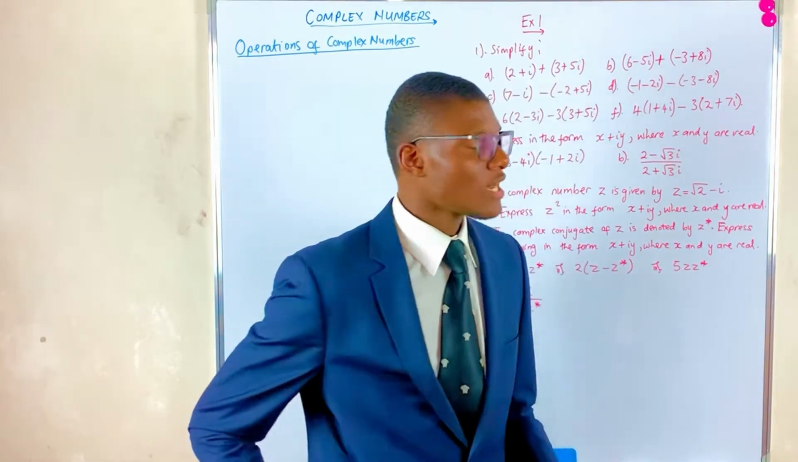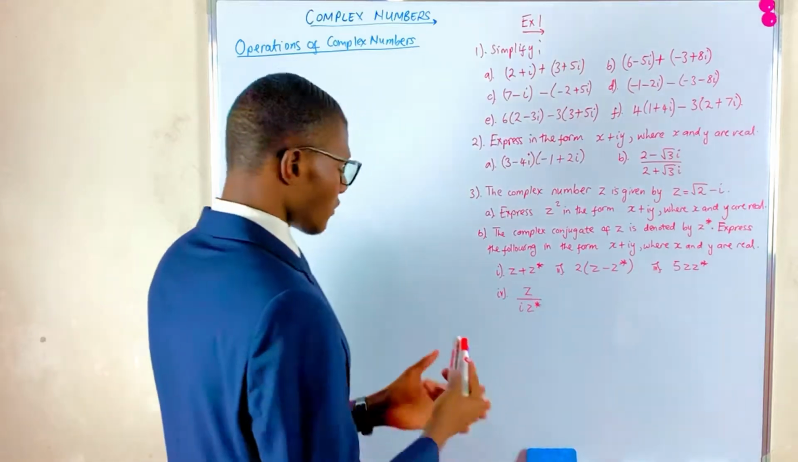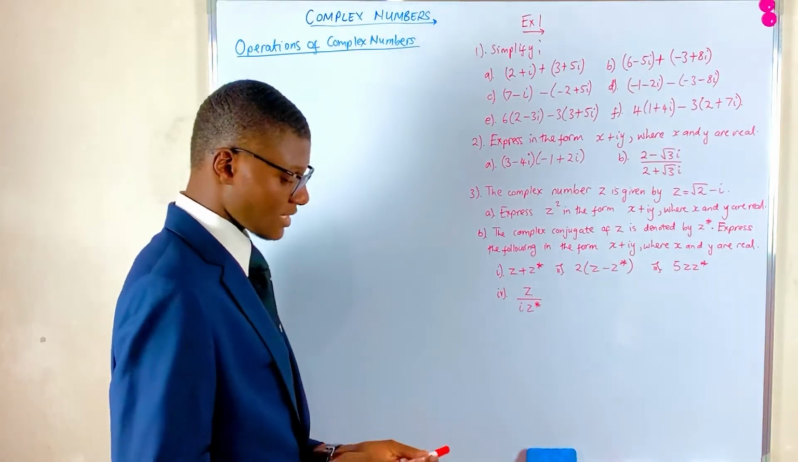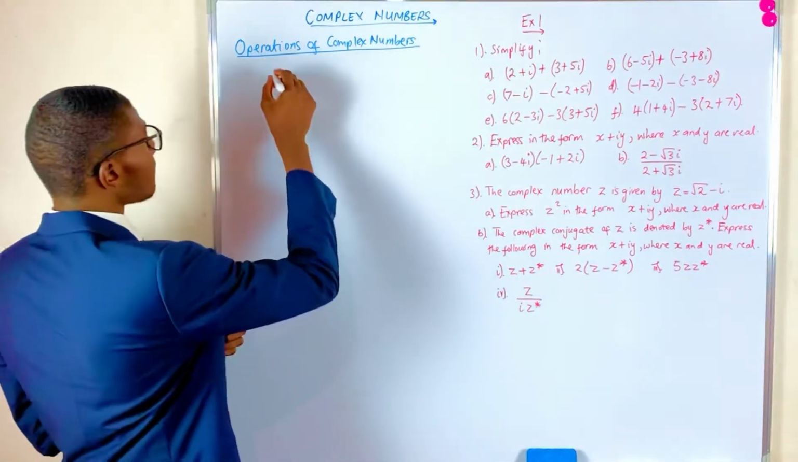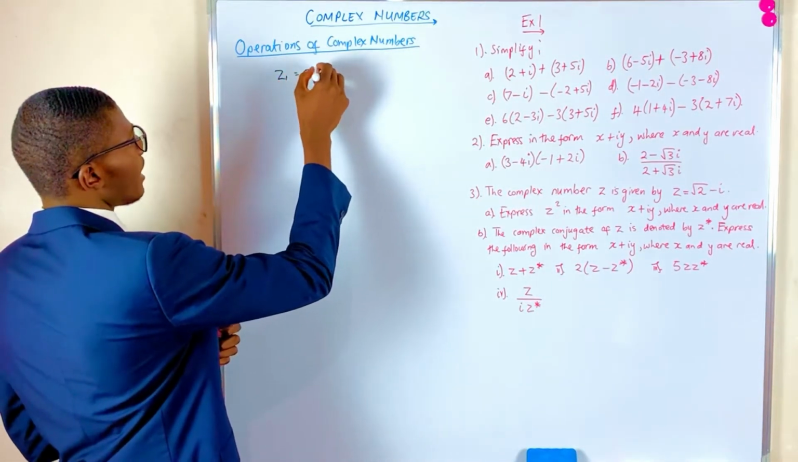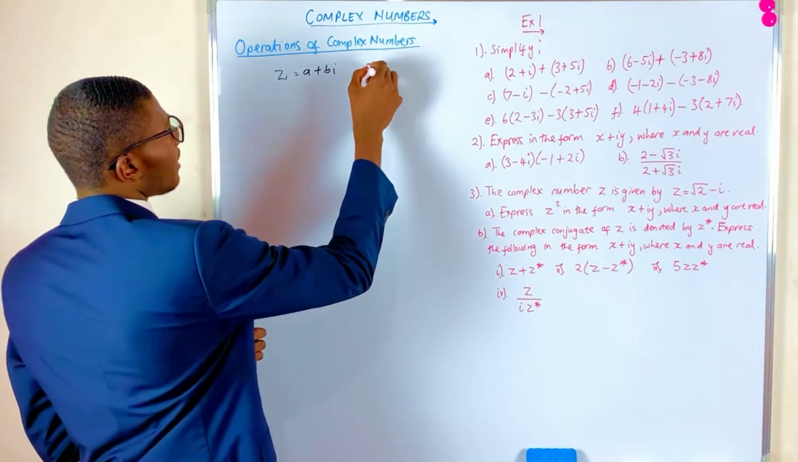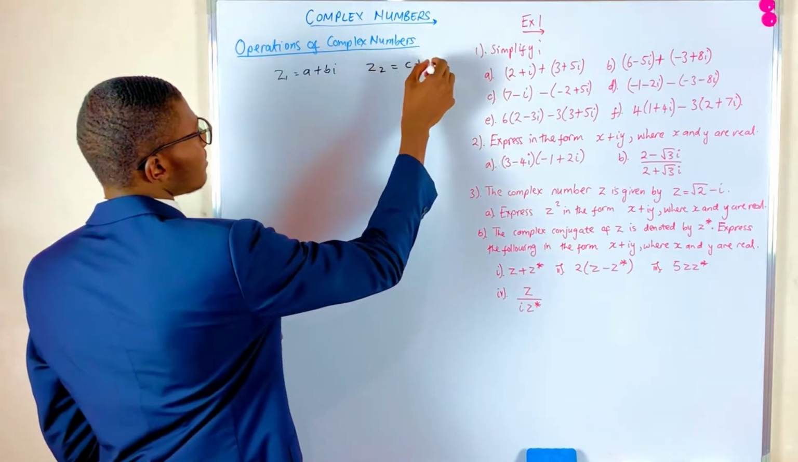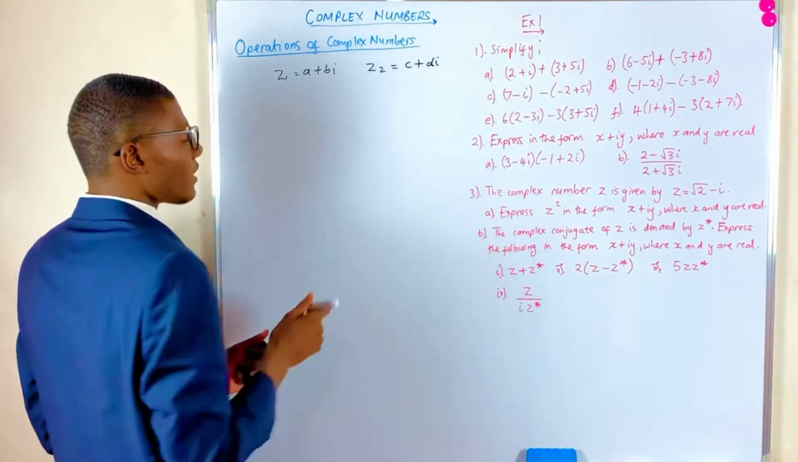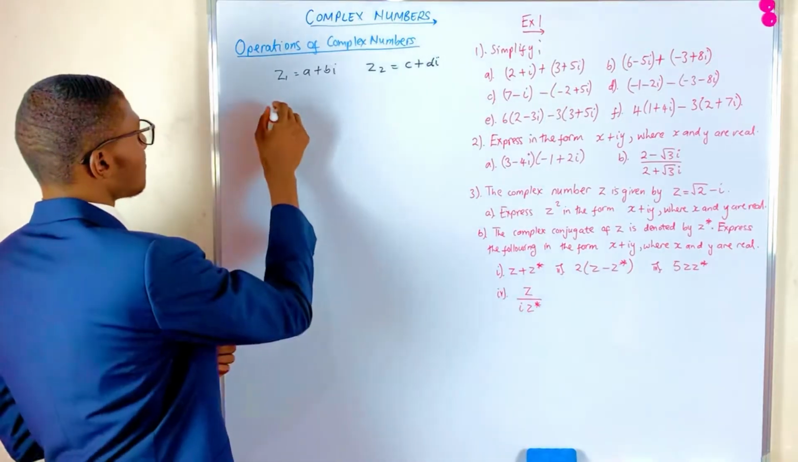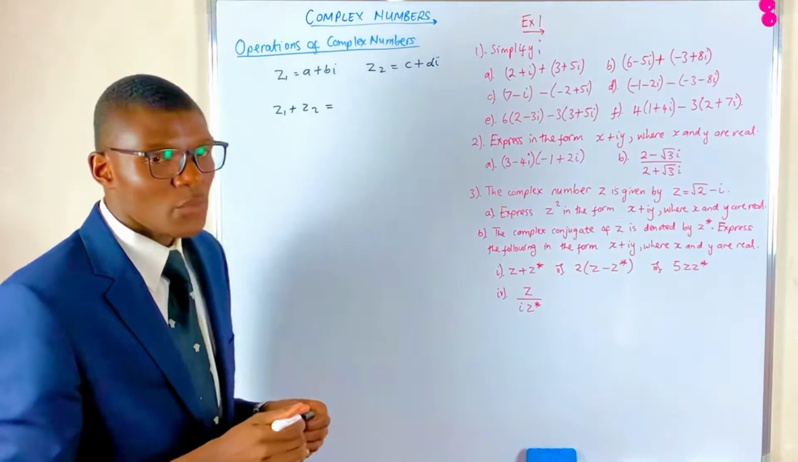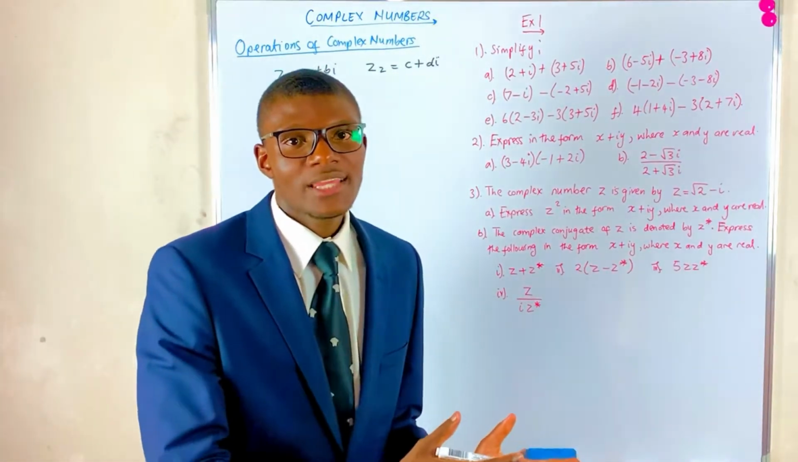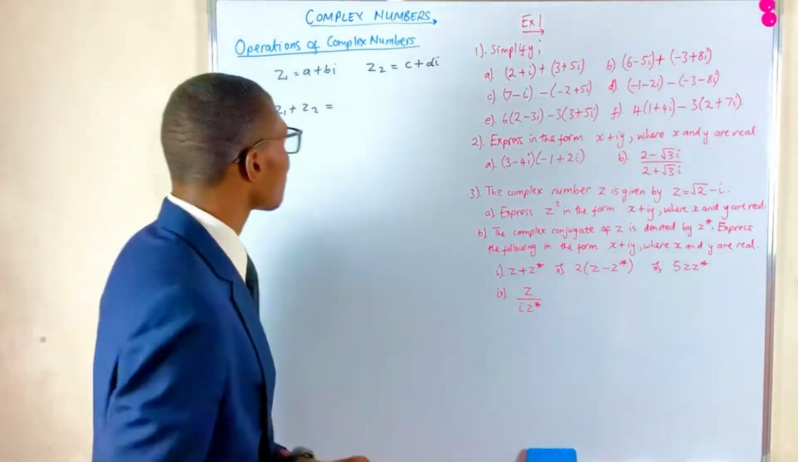Okay, so to start off, we're going to look at addition of complex numbers. Let's say we've got two complex numbers. We've got C1, which is a plus bi, and C2, which is c plus di. For addition of complex numbers, C1 plus C2, we add the real parts separately, then we add the imaginary parts on their own.